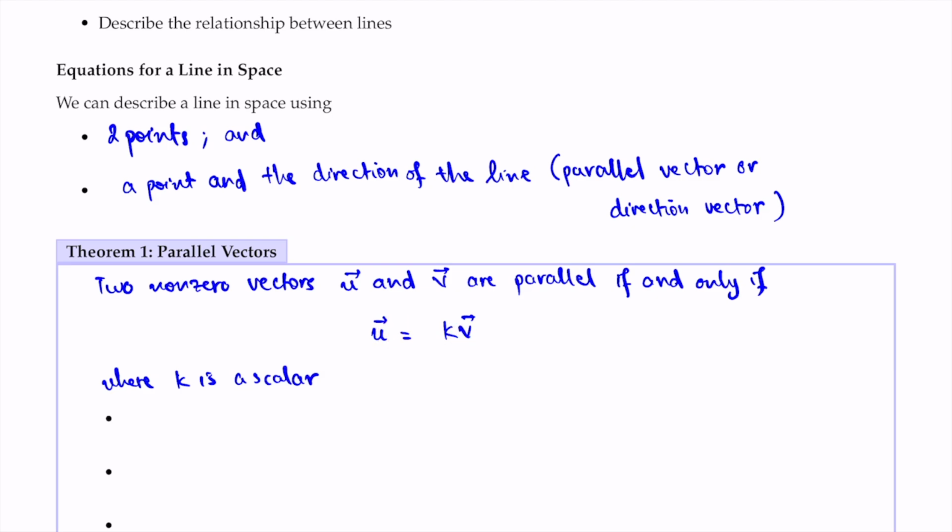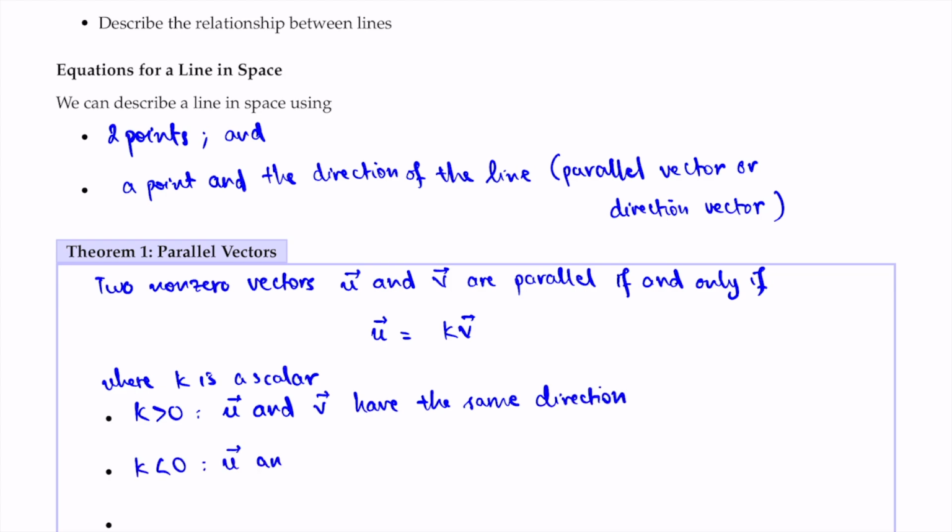We have learned about this earlier when we talked about two-dimensional and three-dimensional vectors. Depending on the value of k, u and v may point in the same direction or in opposite directions. It doesn't matter which direction they point; as long as u is equal to k times v, u and v are parallel to one another. Certainly when k is positive, u and v point in the same direction. When k is less than 0, u and v have opposite directions.